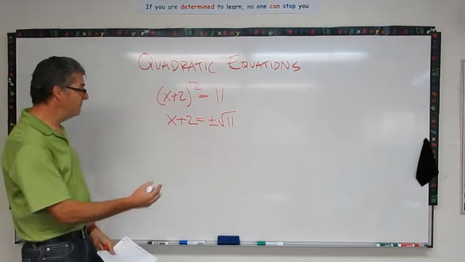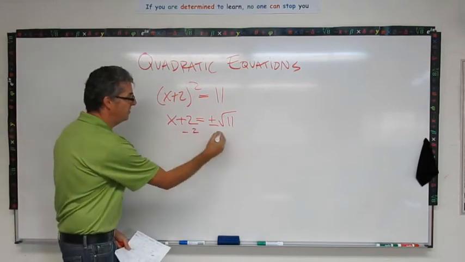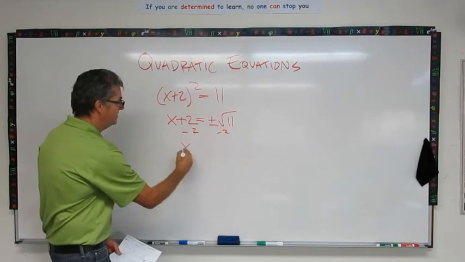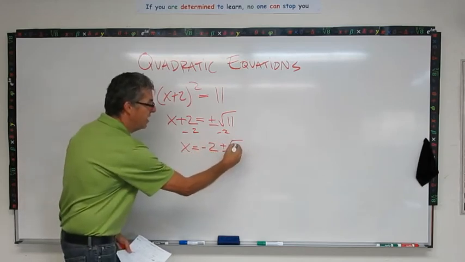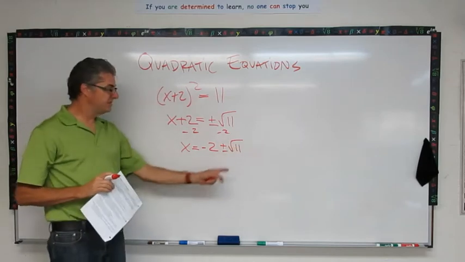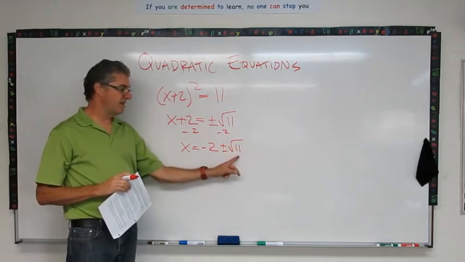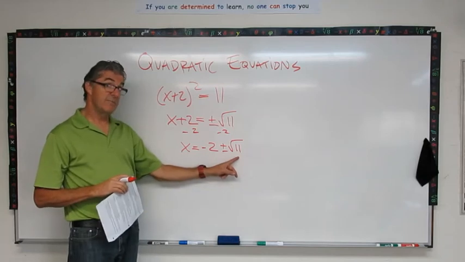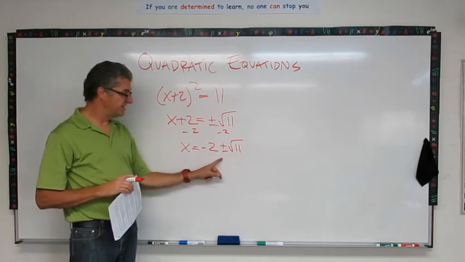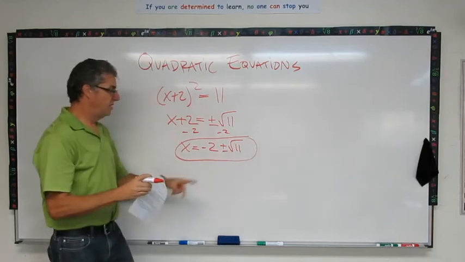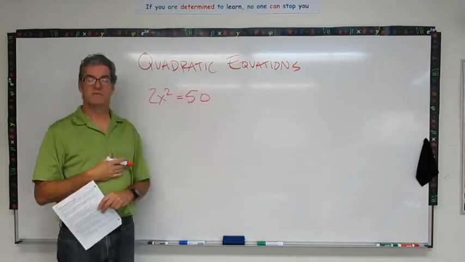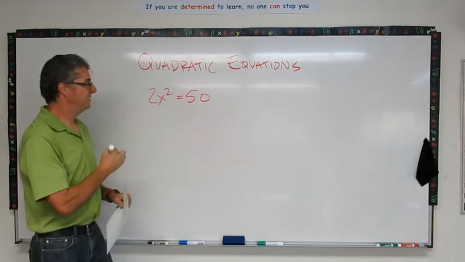Okay, finishing up, I'm going to subtract 2 from both sides and get x equals negative 2 plus or minus square root of 11. Now since I just told you don't turn that into a decimal, then we're not going to branch this one. We're going to just leave it exactly like that. The solution to this is negative 2 plus or minus root 11. Let's do a couple more. Try that one.